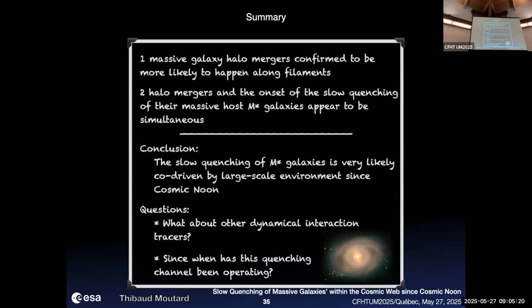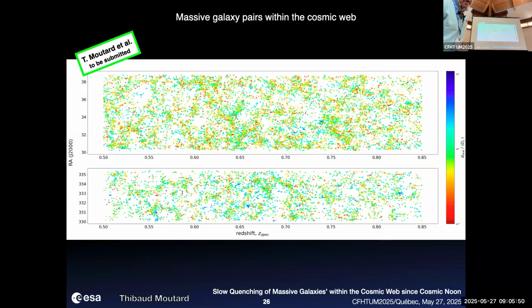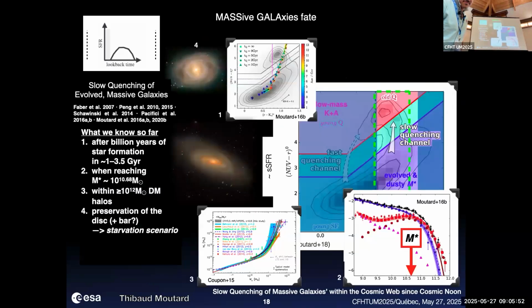Questions? I was curious, for galaxy quenching, you also sometimes hear about the role of black holes and AGN as being another explanation. So I'm curious whether this plays a role.